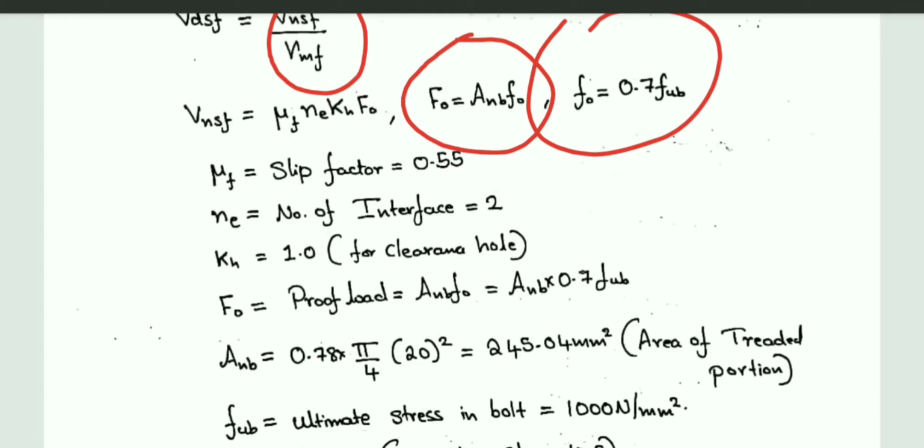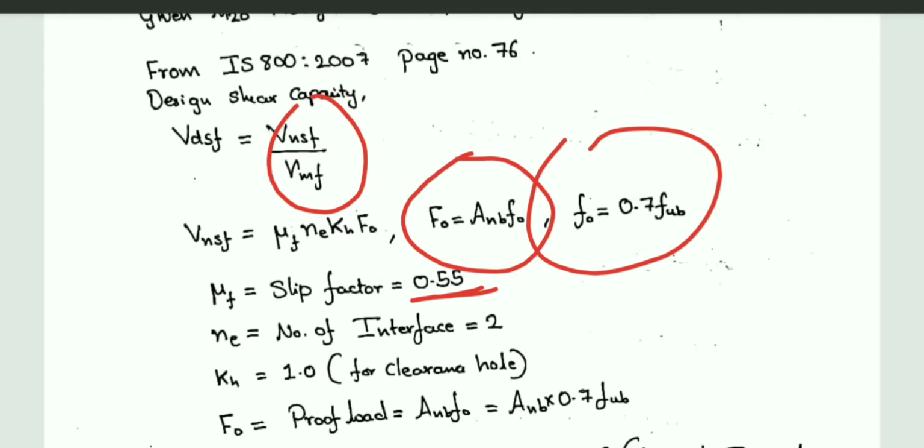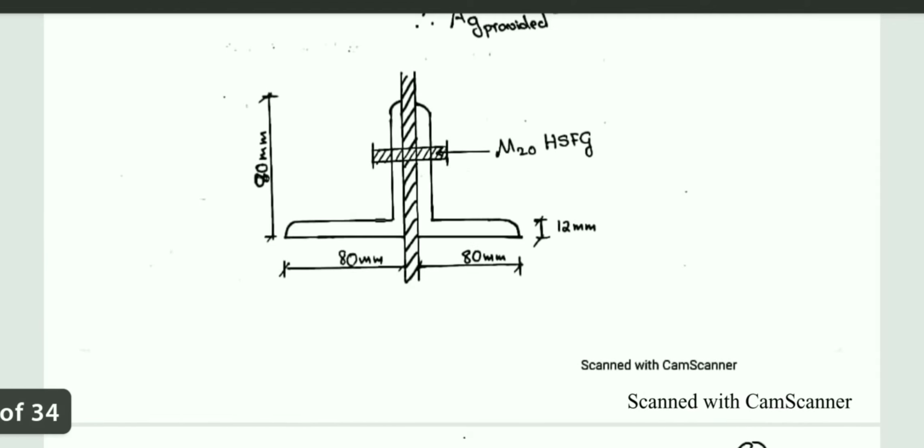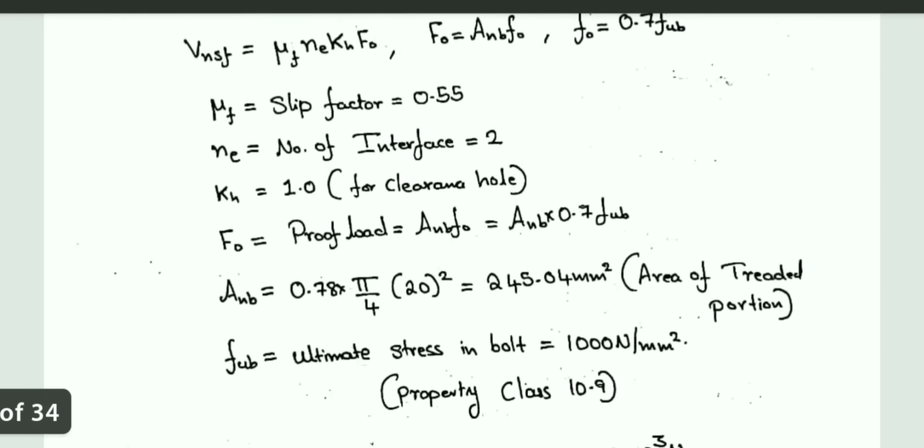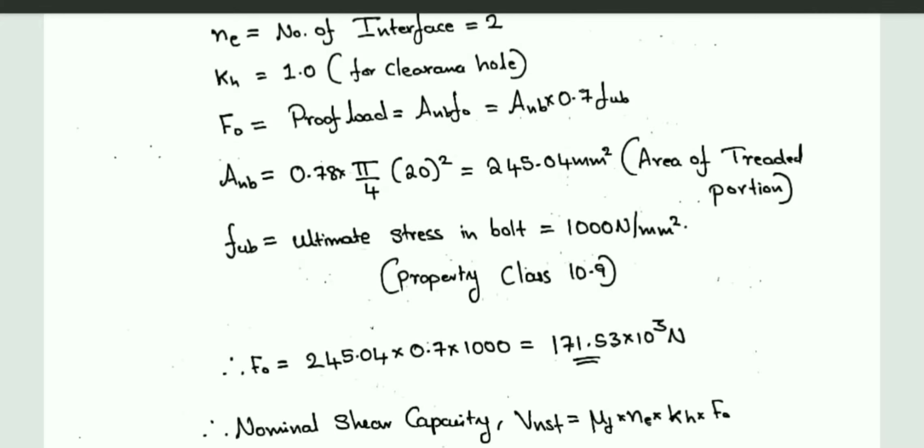Okay, mu f is the slip factor. You need to take it as 0.55 if they have not given any data for the friction. Number of interfaces, you will be encountering 2 interfaces here, so Ne will be 2 and KH will be 1. For the clearance hole, you need to take it as 1, again from the code book itself. And proof load is An into f naught.